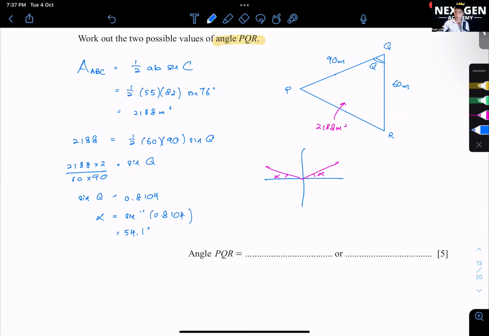Okay, but if you do until here, you should get 4 marks already. Because the angle is in your first quadrant and your second quadrant, therefore your angle PQR will be 54.1 degrees. Then the other one is 180 minus 54.1 degrees, which equals 125.9 degrees. Okay, this one 125.9 degrees.